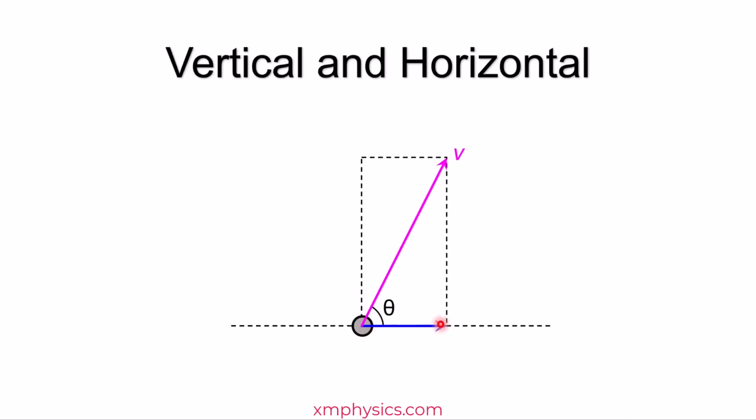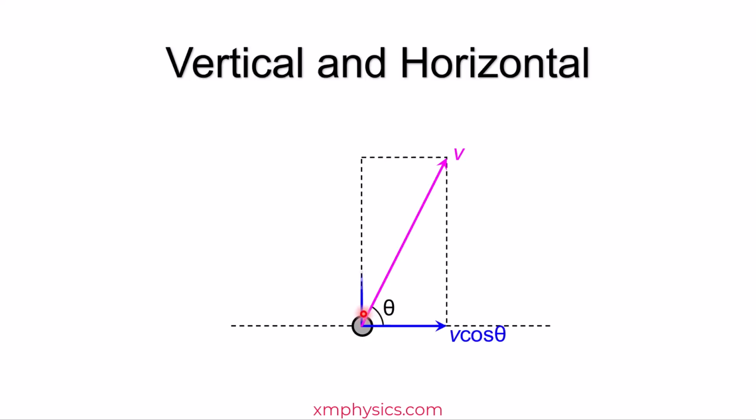This means this side of the rectangle is the horizontal component and is going to be v cosine theta. How do we know that? Well, look at this right-angled triangle. This is the hypotenuse and this is the adjacent side looking from theta, yeah? So that's why this is v cosine theta.